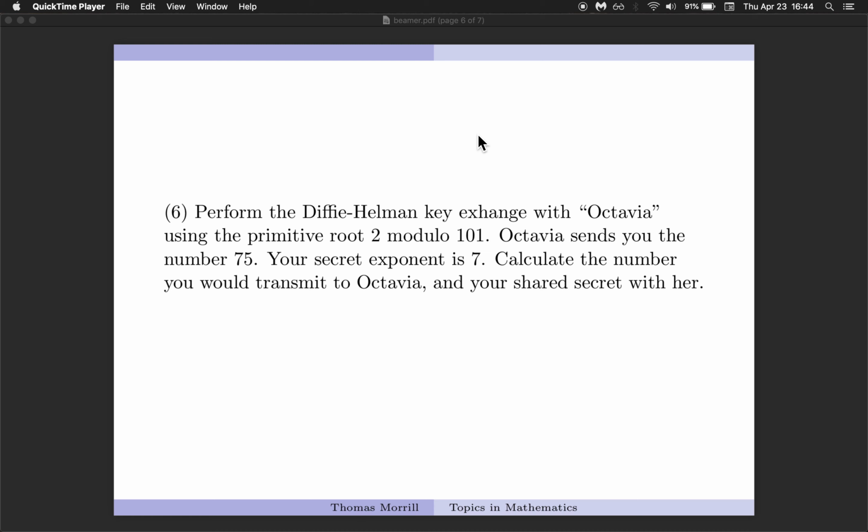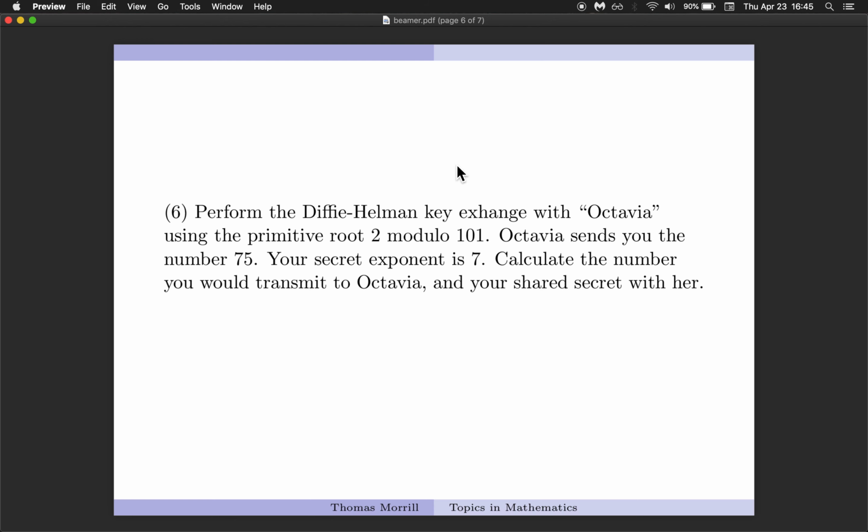So what I need you to remember for this problem is that the Diffie-Hellman key exchange is a way of using modular arithmetic to make a number that only you and Octavia can know. In order to perform this calculation, both of you need to agree on a modulus. So here I've just told you it's going to be 101. And you also want to have a primitive root to that modulus. So here I've just chosen 2.